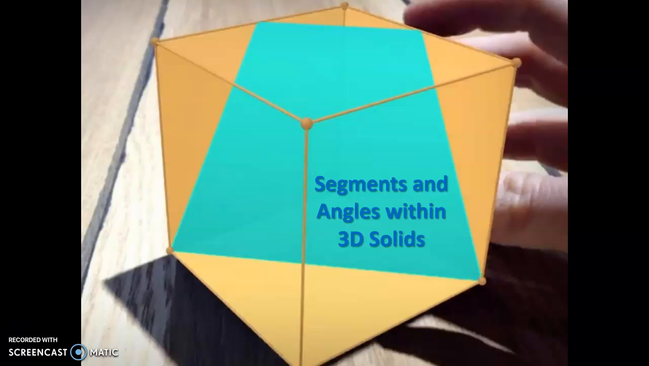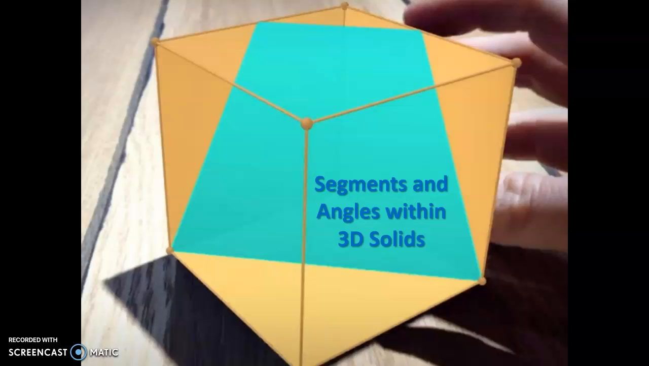Hi there, welcome to your lesson on segments and angles within 3D solids. Look at this diagram we have here. We clearly have a cube-like 3D solid or a prism, and inside of it we have this bluish colored other shape that kind of cuts diagonally through that shape. So this is what this lesson is all about.